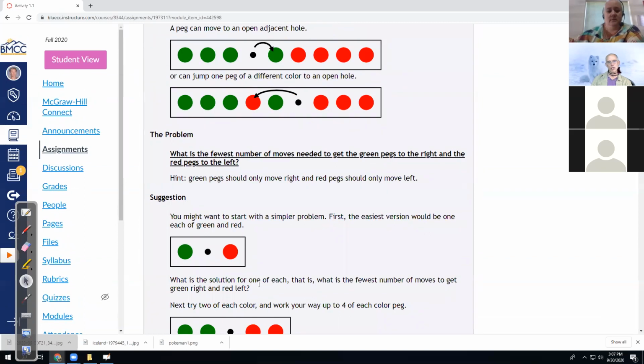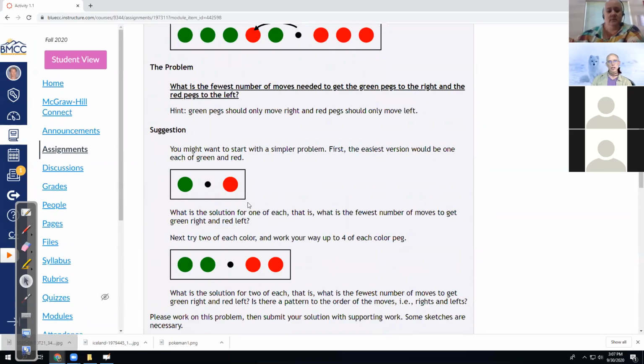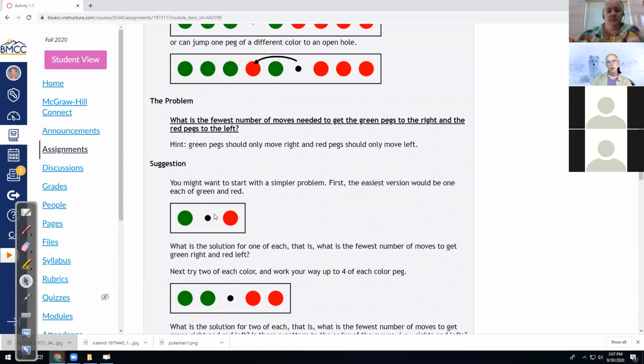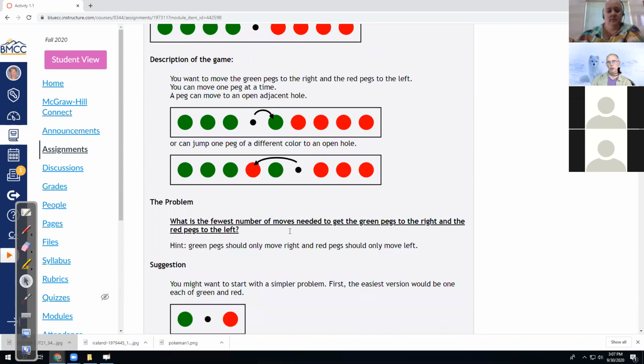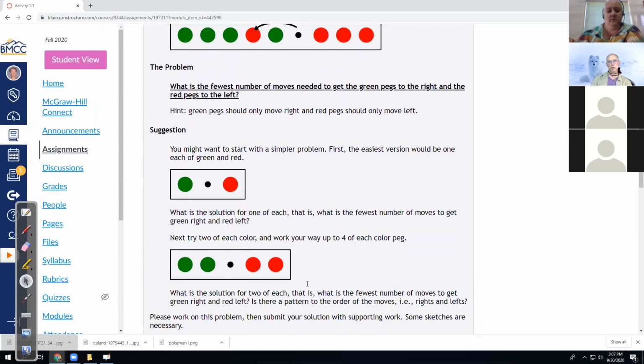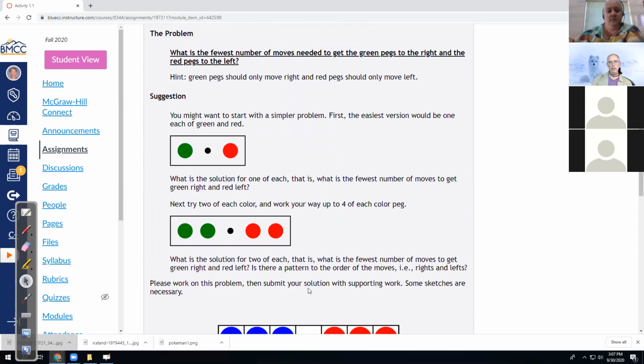My recommendation for a problem-solving strategy here is to start with a simpler problem to solve and then make it more complicated. Work your way up from a one-on-one to a four-on-four board, trying to figure out the fewest number of moves needed to switch all the pegs from one side to the other.